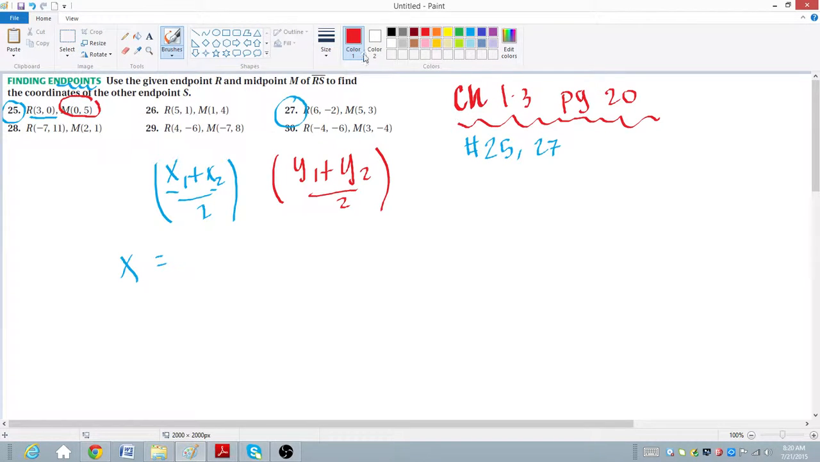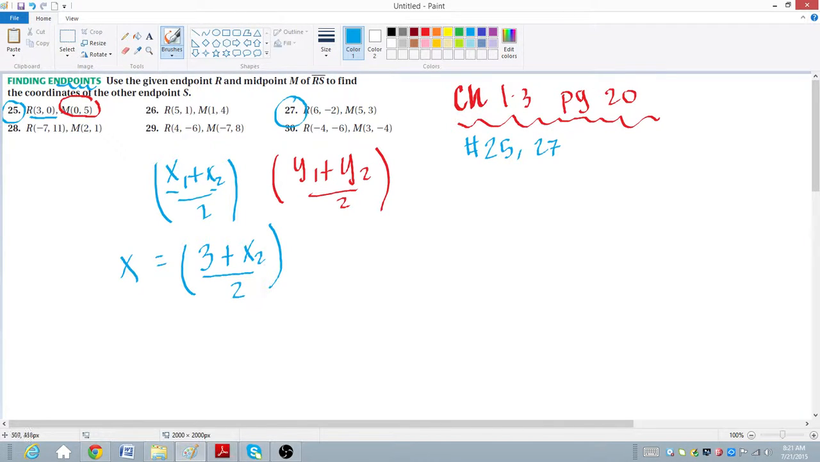So what I'm going to do is plug it into the formula again. I know one of the endpoints is x1, plus x2. I know what x1 is equal to, so let me erase that. x1 is actually equal to 3, right? Because this is the x1. So 3 plus x2. Well, x2 is not given here. They're asking you to solve for that x2. So I'm going to put x2 and then divide by 2.